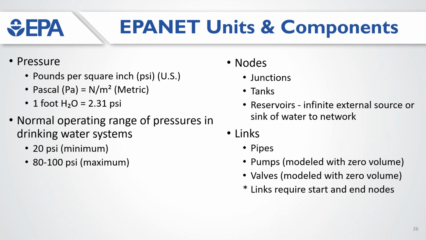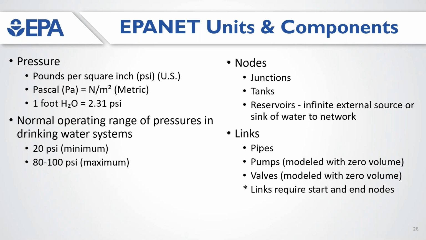Continuing on with the units and the components within EPANET, the pressures can be either US or metric, so pounds per square inch or Pascals for metric, depending on what you've chosen for flow units. And normal operating ranges of pressures in drinking water systems are basically around 20 psi for minimum in US units, and maybe 80 to 100 psi maximum, depending on how the system is operated. These are again just general operating guidelines, but could be different for each system.